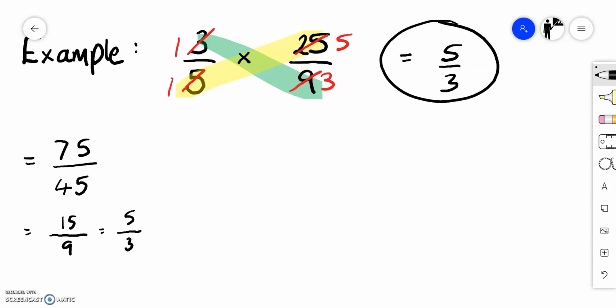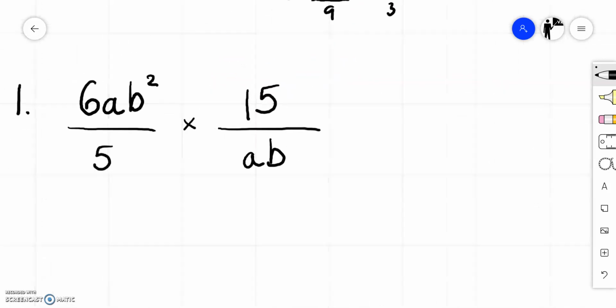Do you notice how I got 5/3 much quicker than how I got 5/3 here? So this is a strategy we're going to use when we're multiplying algebraic fractions. We're going to have a look at the diagonals. Okay, I think I've got two examples here.